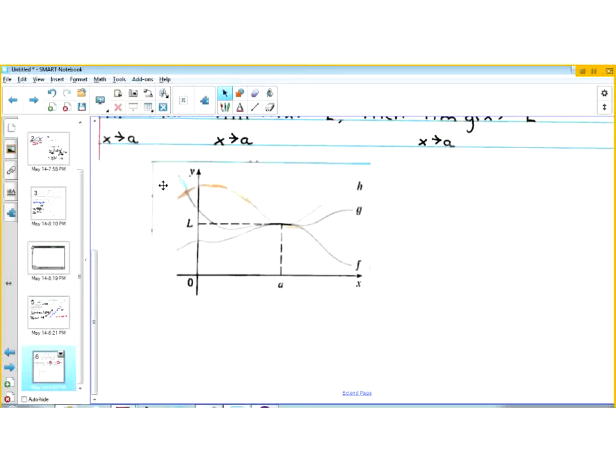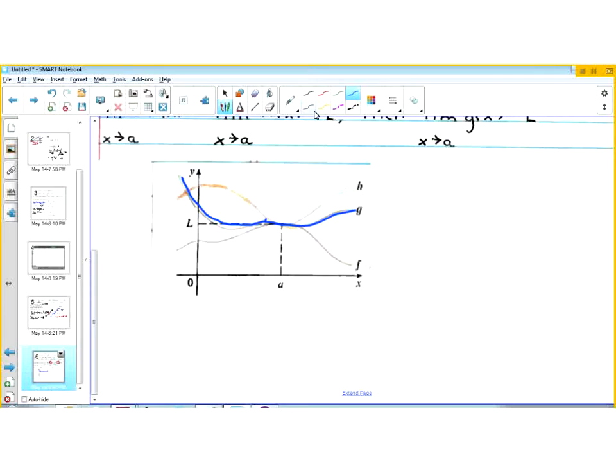An example of an application of the squeeze theorem would be this. Consider function g, which I'll accentuate in blue. That's not what I meant for g, sorry, let me erase that. My g goes like this. g has to be in the middle according to the squeeze theorem, so I'm going to put g right in the middle between f and h.